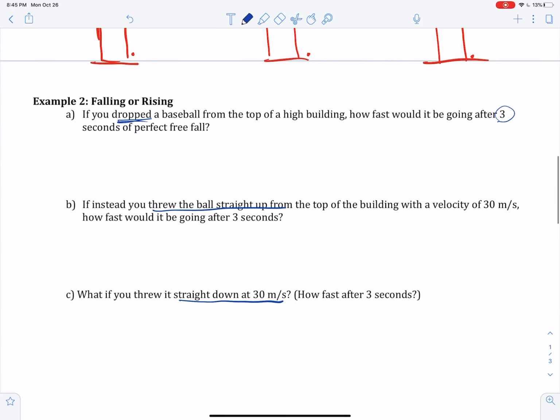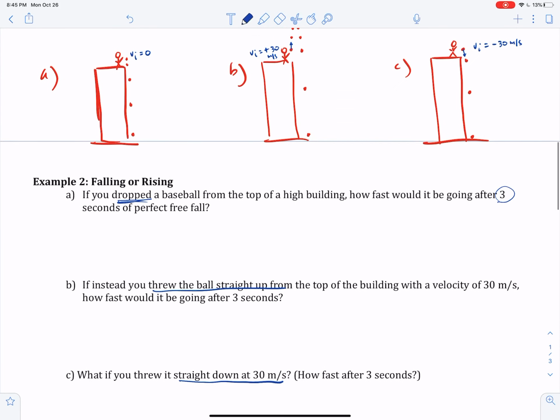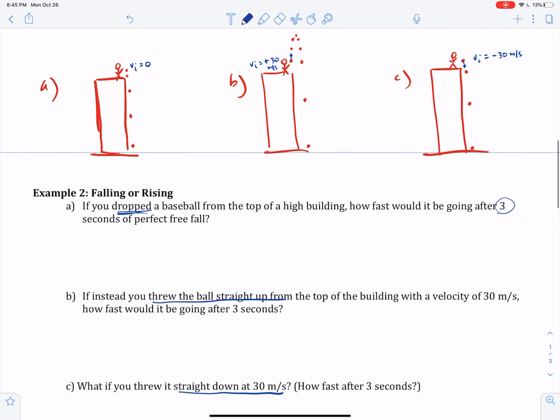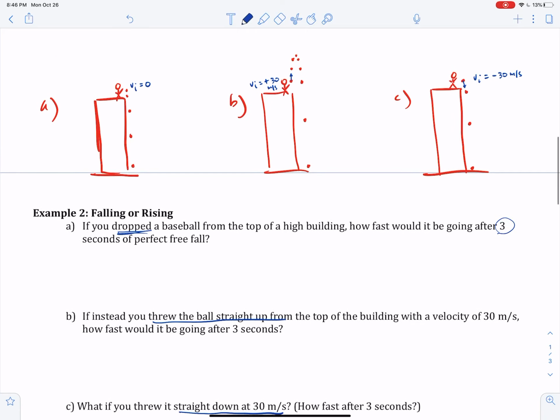So I've gone ahead and drawn pictures of these. Here's situations A, B, and C. In situation A over here, we're just dropping an object from the top of the building. Okay, that means the initial velocity is 0. In situation B, now we're throwing the ball upwards at 30 meters per second, letting it come back down. And then in situation C over here, we are throwing the ball downwards with an initial velocity of 30 meters per second. Okay?